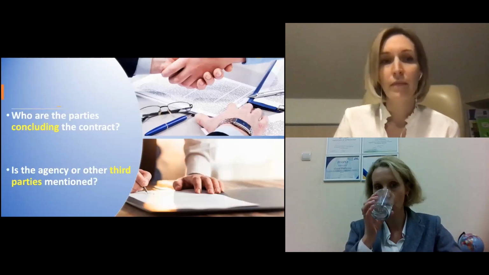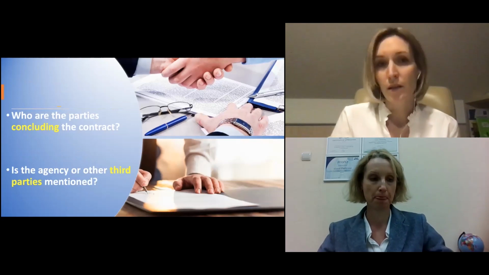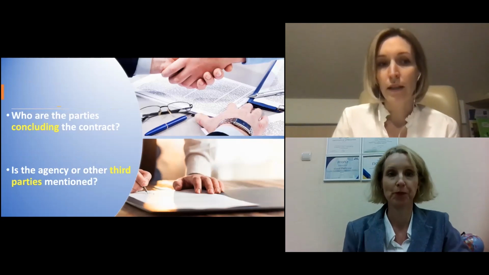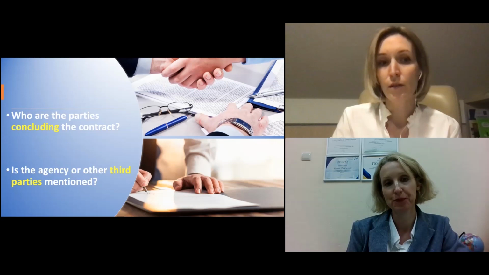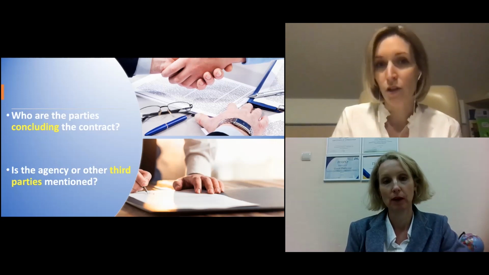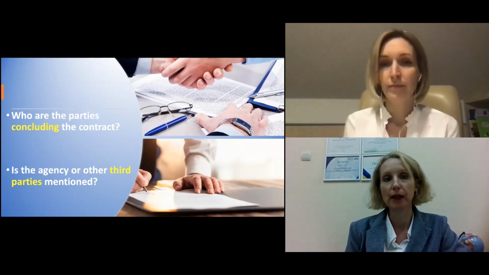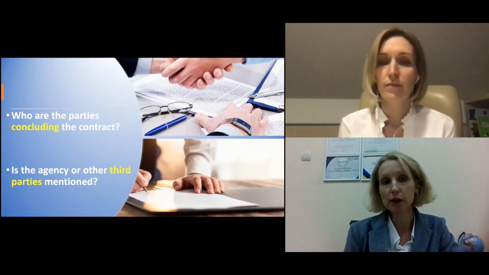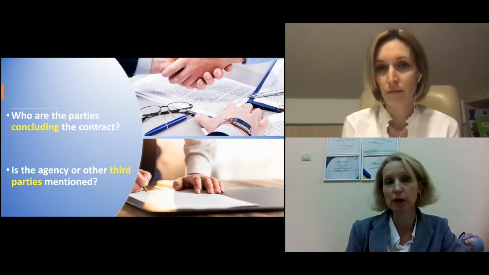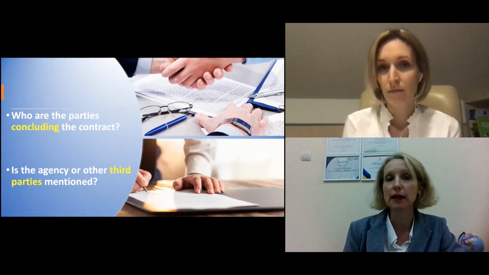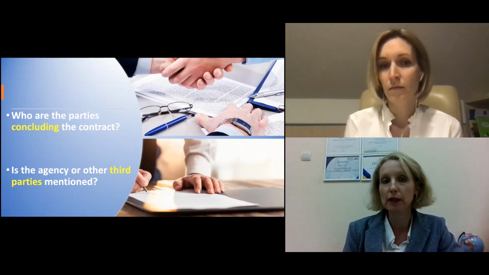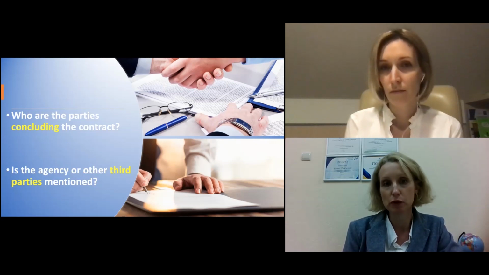Thank you. So who are the parties concluding the contract actually? And should the agency or other third parties be mentioned there? Actually, in Ukrainian practice, the parties of the contract are the surrogate and the intended parents. So we are not in the USA where the agency should be a part of this contract. And of course, a donor, according to Ukrainian law, is anonymous and is never a part of the surrogacy contract.